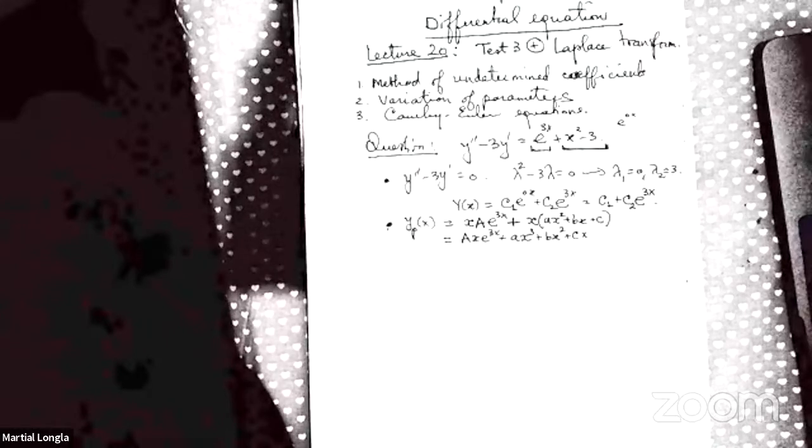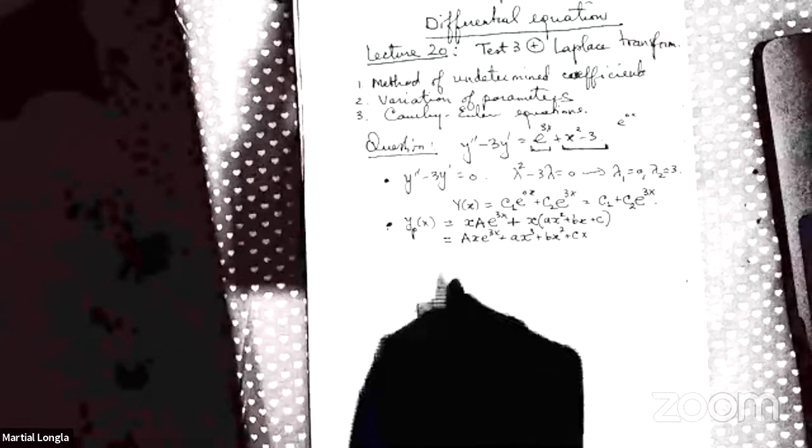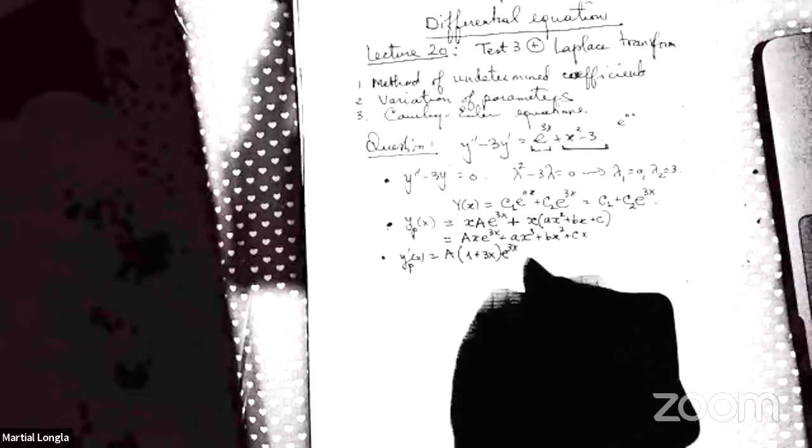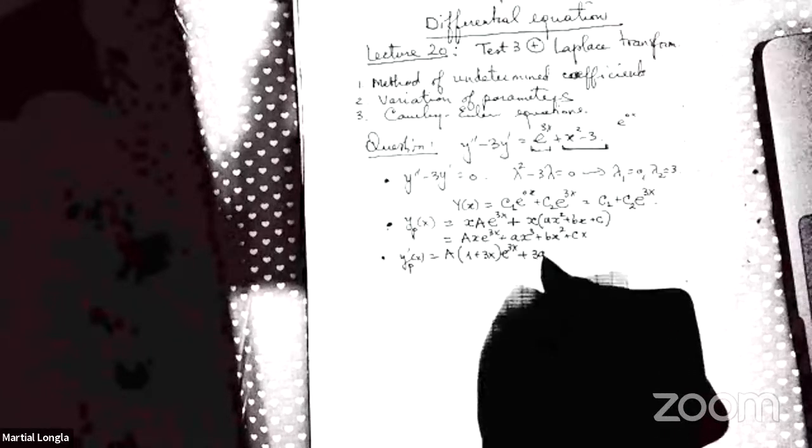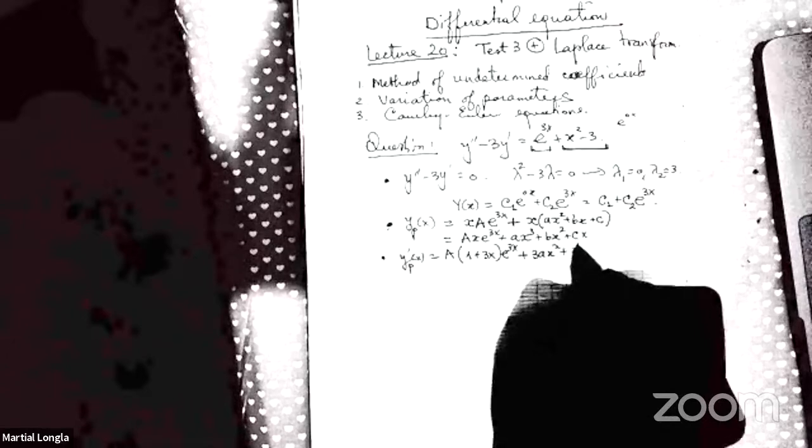And now what you have to do is to take the derivatives and track the coefficients. So that's the third step. Yp prime of x, in this case, that's a, and then 1 plus 3x times e to the 3x, that's a derivative using the product rule, plus 3ax squared plus 2bx plus c. And then you get a second derivative.